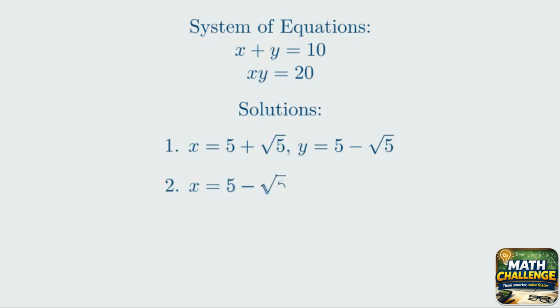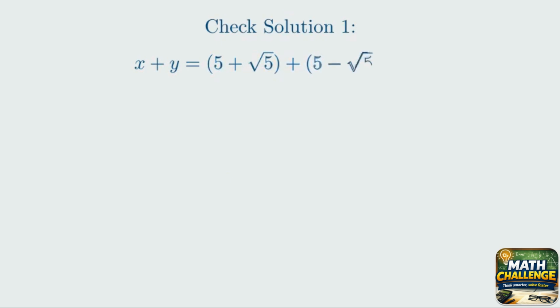It's always a good idea to check your answers. Let's verify our first solution. For the first equation, x plus y, we have 5 plus square root of 5 plus 5 minus square root of 5. The square root terms cancel out, and 5 plus 5 is 10, which is correct. For the second equation, x times y, we have 5 plus square root of 5 times 5 minus square root of 5. This is a difference of squares pattern, which is a squared minus b squared. So we get 5 squared minus the square root of 5 squared. This is 25 minus 5, which equals 20. Our solution works for both equations. You can follow the exact same process to check the second solution, and you'll find it also satisfies both equations.